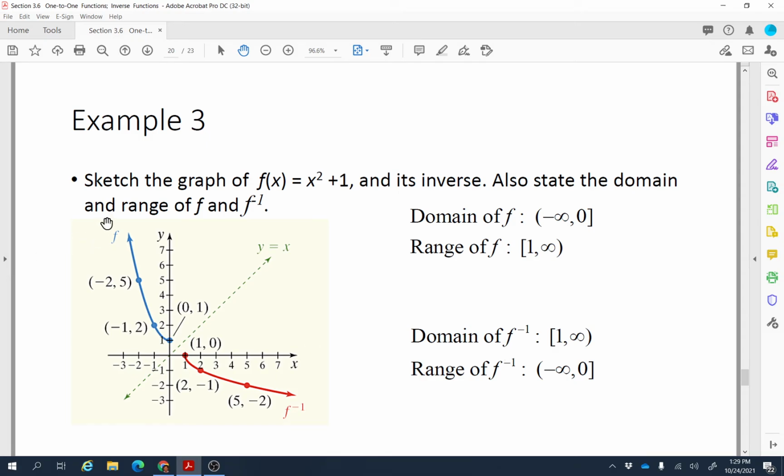One more example, this blue one is the graph of x squared plus 1, and from the graph you can see that the domain of this function is from negative infinity to 0. The range is from 1 to infinity. Then if you just switch the x and y coordinates, this is the graph you are going to get, which is the graph of f inverse. By looking at this graph, you can see that the domain would be 1 to infinity, and the range would be negative infinity to 0. So as you see here, they are just reverses of each other.